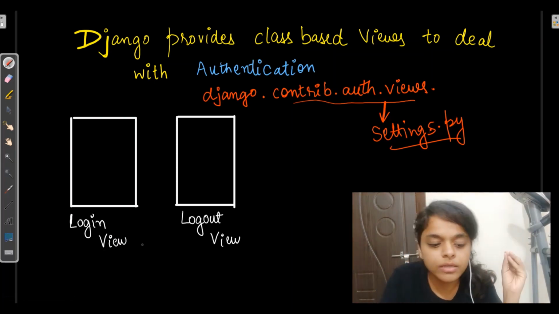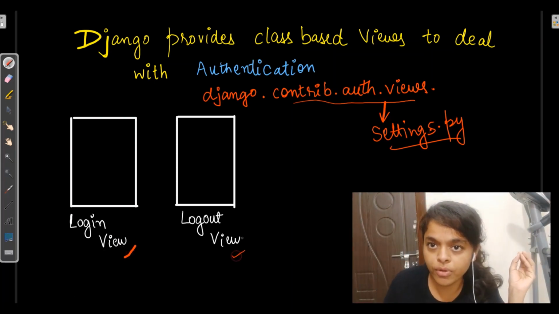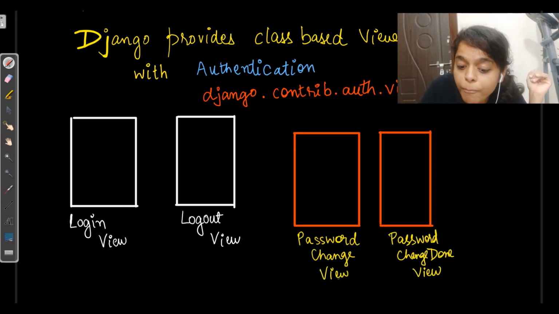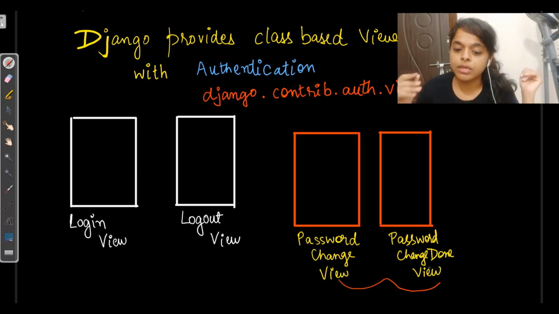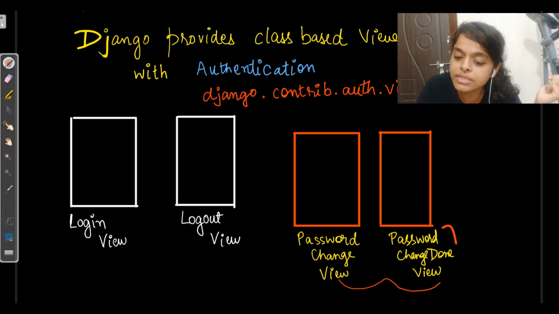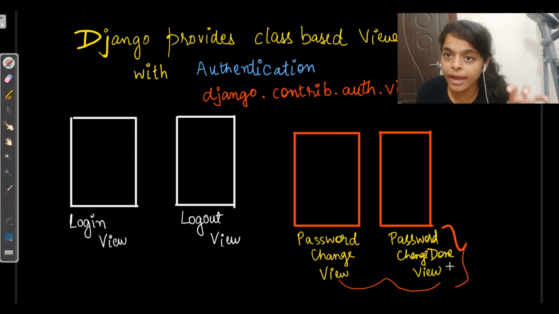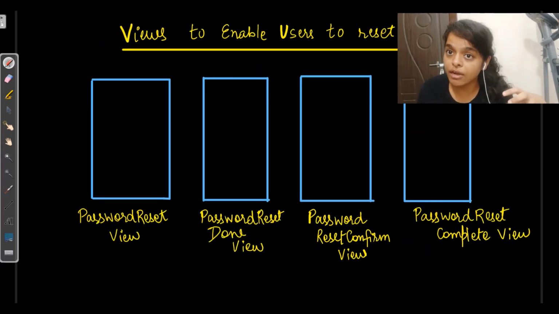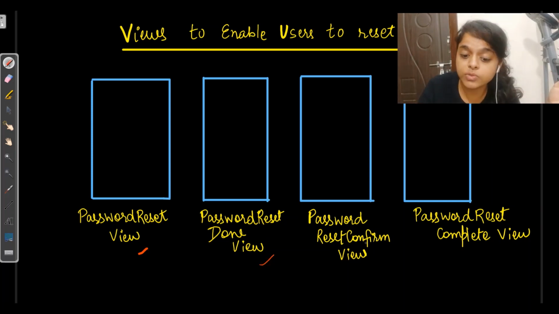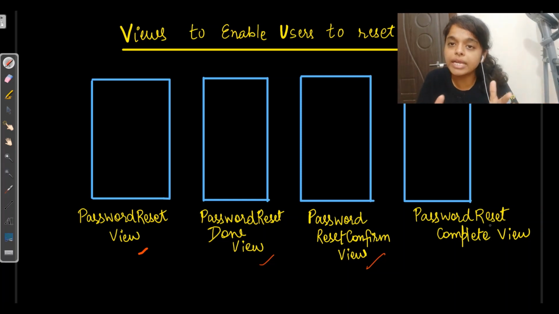Basically, we'll be making login view and logout view separately, and thereafter we will create the password change views. Here we'll be creating two views for password change, and when the password change is done, a separate view so that it will handle the password changes. And thereafter we will see password reset view, password reset done view, password reset confirm view, and then password reset complete view. So we'll be creating separate HTML pages for all of them.